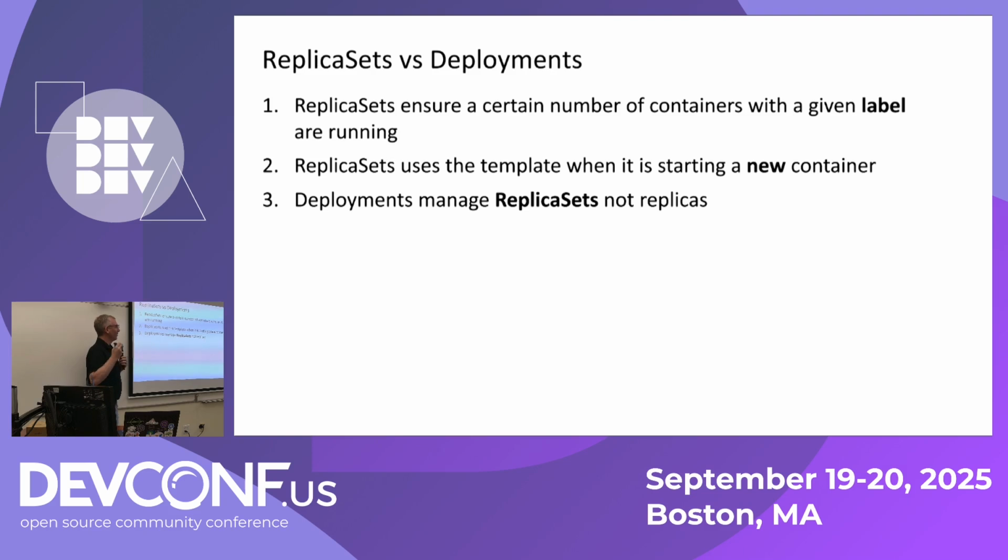A replica set basically ensures that you have a certain number of containers of a given template, which you specify in your Kubernetes YAML with a given label. What that means is that if you change the container image and leave the same label, and you say, I just want 3 replicas, and you change the version to version 2.0, and then you kill one of the 1.0 containers that you were running, it'll start one copy of the 2.0 to make sure that you have the right number running. Replica sets only use their template when they're starting new containers as part of the replica set. Deployments, on the other hand, manage replica sets, not containers.